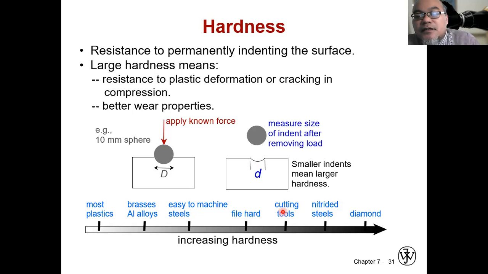The hardness is mostly a surface parameter. The hardness of a material is the material's resistance to permanently indenting the surface. So when a material has large hardness, it has resistance to plastic deformation or cracking in compression, because hardness is measured by compressing the material with another harder material until it deforms. When the deformation is small, it means that the material has high hardness.